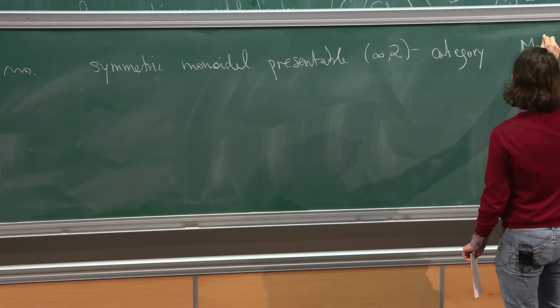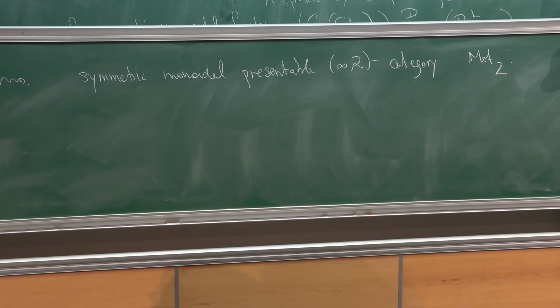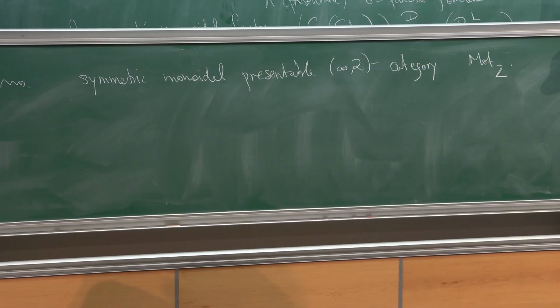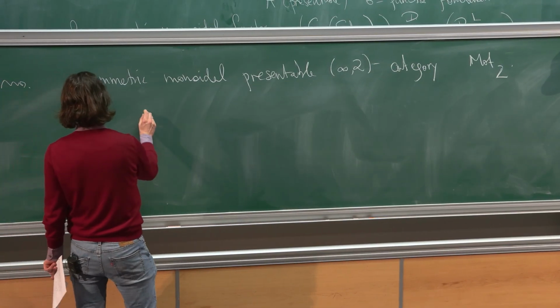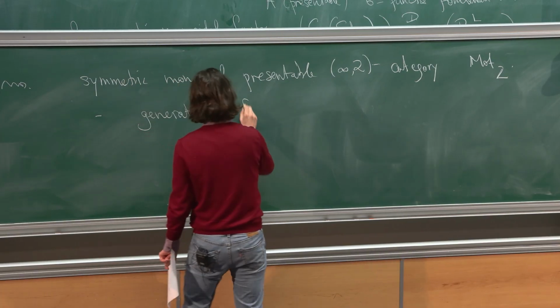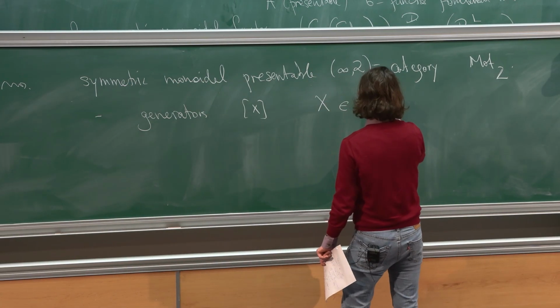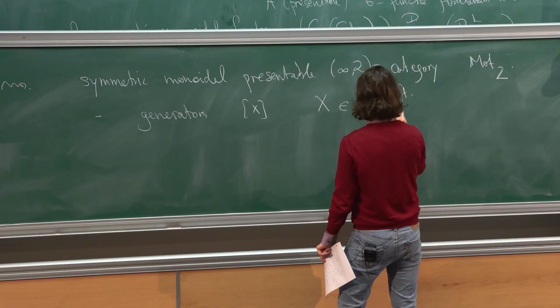of motives over Z, or you could also do this over any base. And so let me vaguely describe how this is formed. So the generators, so how to think about this. So the generators are like, let me draw some bracket X, where X is any separated scheme of finite type over the integers.